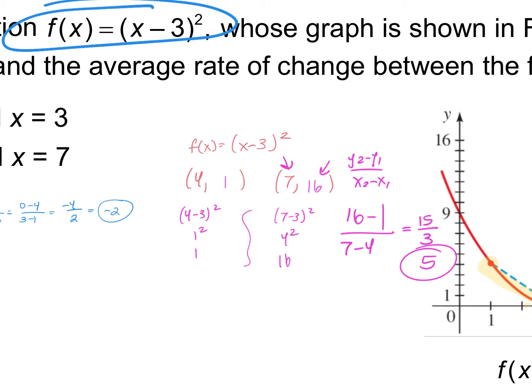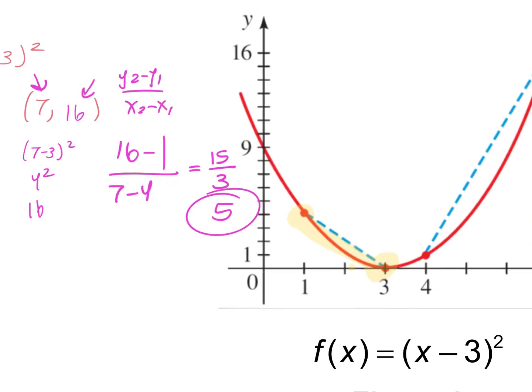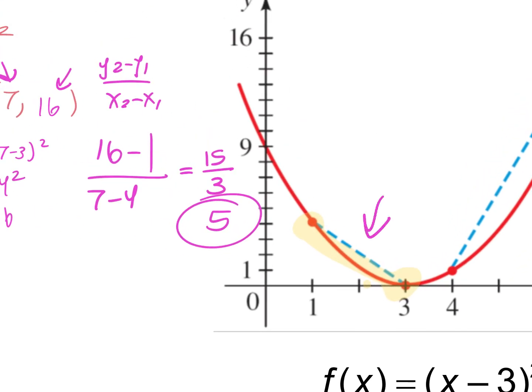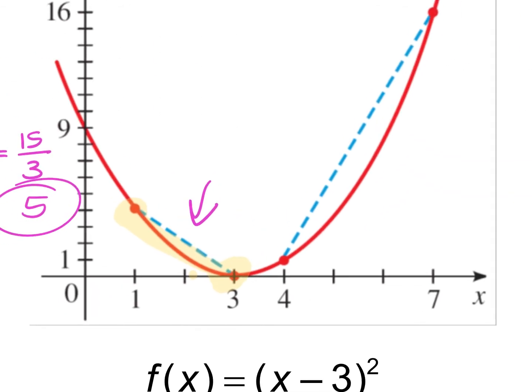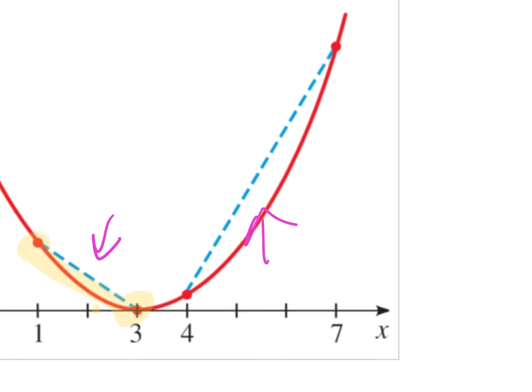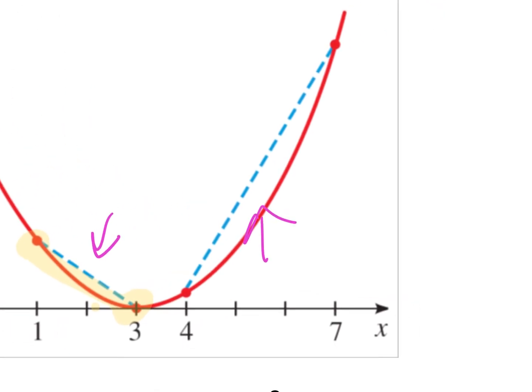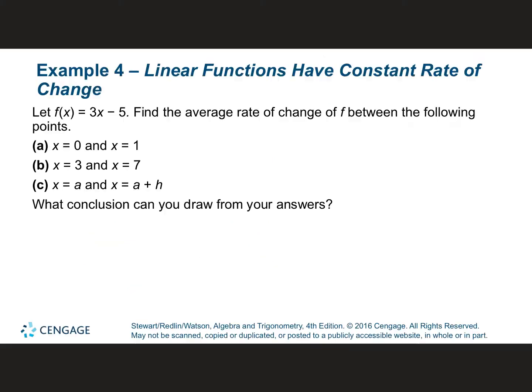That's a parabola. So if you notice, between 1 and 3, our average rate of change is negative because your function is doing what from those 2 points? Decreasing. Your average rate of change here between 4 and 7 is positive because it's doing what? Increasing.